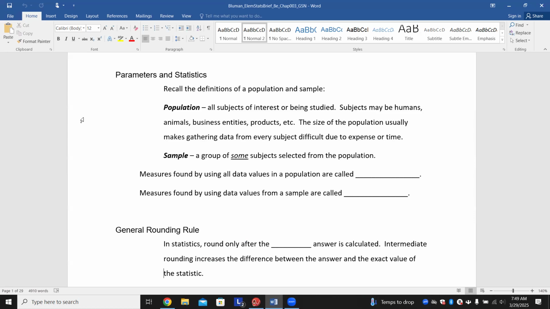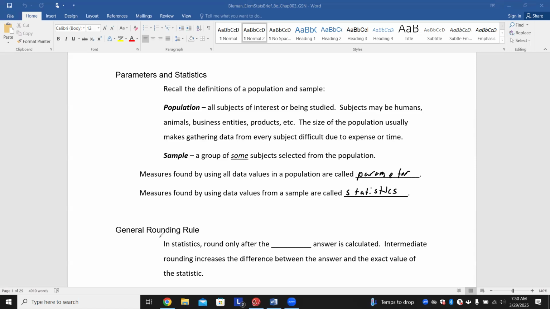So measures found by using all data values in a population are called parameters. This is key to remember. Parameters go with population. Measures found by using data values from a sample are called statistics. So again, statistics goes with sample, parameter goes with population. Think of it like this: P goes with P, S goes with S. You'll need to remember that.